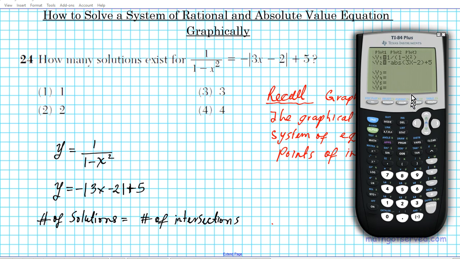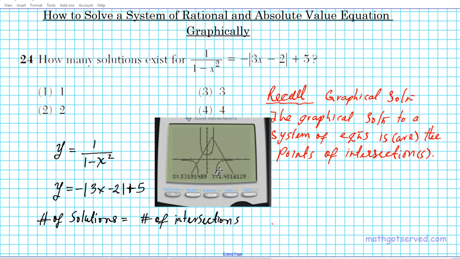Enter. Okay, so we have the two graphs. We're going to graph them right now. There goes the rational, and there goes the absolute value. I'm going to use the zoom box to zoom in a little bit into the regions where the intersections are, so we can have a better view of what's going on and count the number of intersections. Zoom that down, capturing all the intersections. Let's zoom in a little bit. There goes your rational, and there goes your absolute value function.